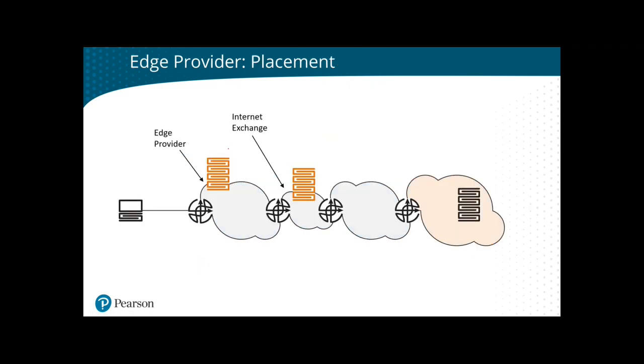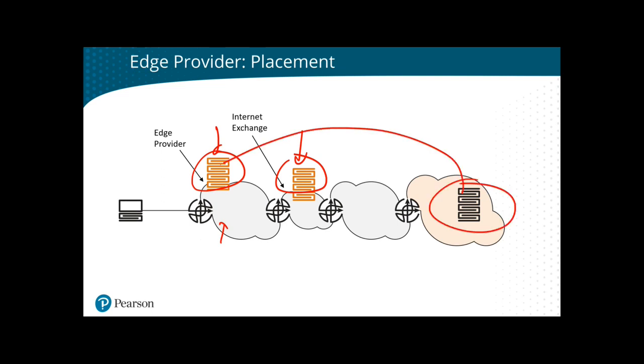These edge providers place their servers, like I said before, in internet exchange points and in access provider networks, so that you're much closer to the user. You want to be able to load all of your fixed content as close to the user as you can to reduce the round trip time so that your users get a better experience.